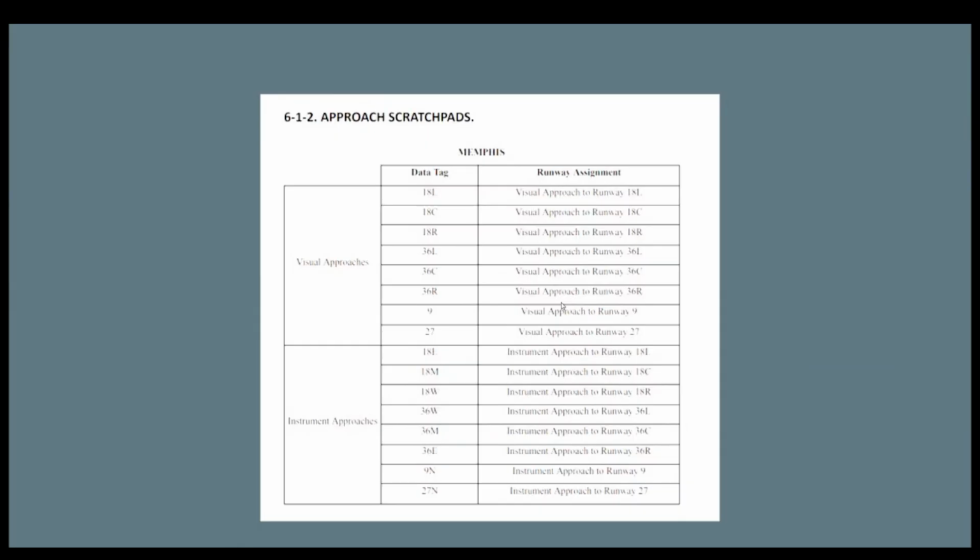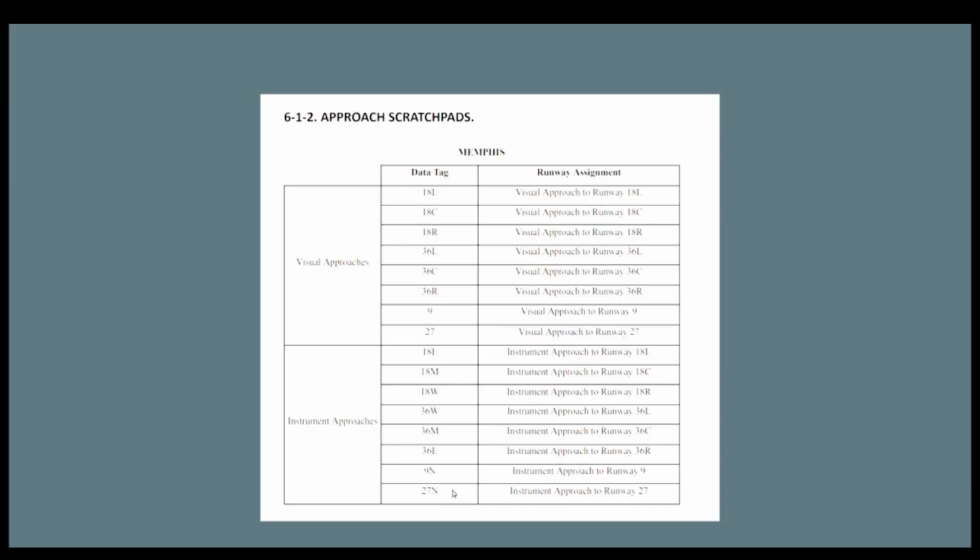If you're running instrument approaches, doesn't matter if it's the RNAV or the ILS, you replace the L, C, and R, left, center, and right, with an east, middle, and west. So 1-8 east. Just think of that as the east runway. 1-8 M, that's the middle runway. 1-8 W, that's the west runway. And then you just put an N after the 9 and the 2-7: 9N, 2-7N. N being the runway 2-7 final. We call it the N position.